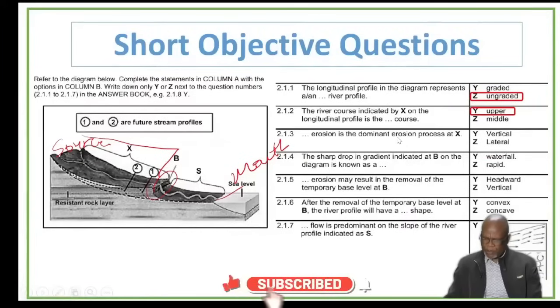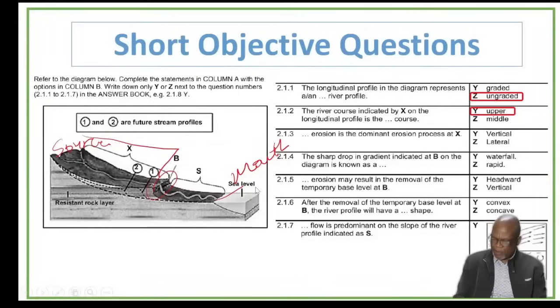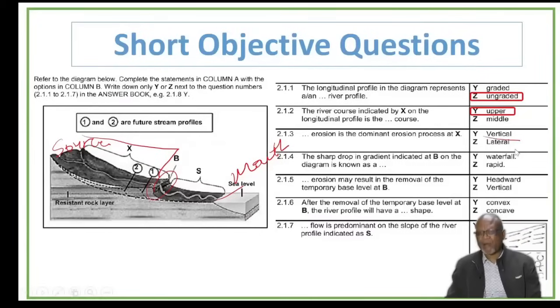Erosion is dominant at X. So where is our X? This is our X. Because it is in the upper course, what type of erosion is dominant there? It is vertical erosion that is dominant in the upper course. And then why do we have dominant vertical erosion in the upper course? Because in the upper course, the gradient is steep, and therefore there's going to be vertical erosion.